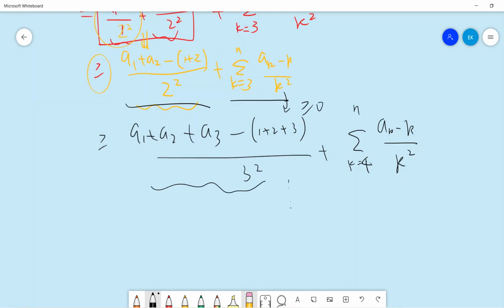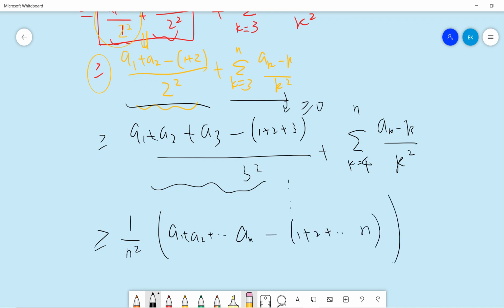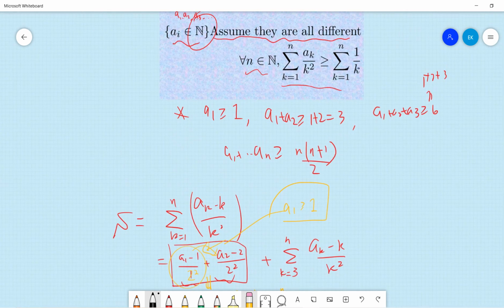So finally, if you keep going, you will prove that it is greater or equal to (a1 plus a2 plus up to an minus 1 plus 2 plus up to n) divided by n squared. And this is greater or equal to 0, since a1 plus up to an is at least n times n plus 1 divided by 2, which is exactly what I said. So it is greater or equal to 0. Very straightforward.